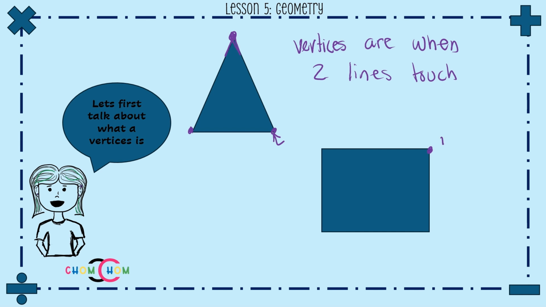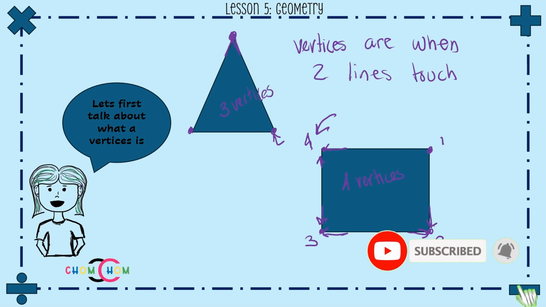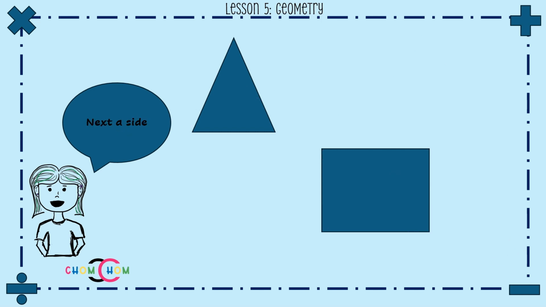How many vertices do you think this square has? Since these two lines are touching each other, this is a vertex. This is a vertex since these two are touching each other. And this is as well. However, I don't see any more lines touching each other than the ones that we counted, so it has 4 vertices. And this only has 3 vertices. Also notice that, well, we'll talk about it in the next slide.